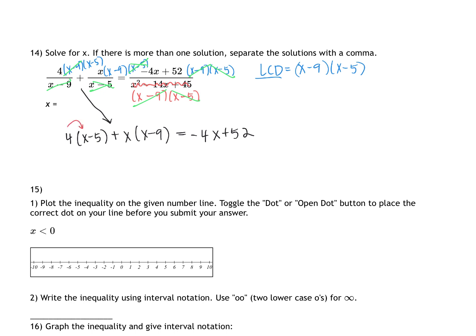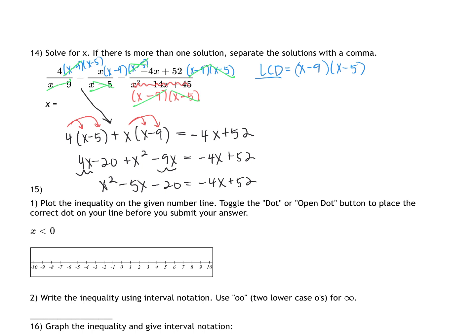And now you can distribute. So you have 4x minus 20 plus x squared minus 9x is equal to negative 4x plus 52. Okay, so now we can rearrange this. So we have x squared minus 5x, combining my like terms, minus 20 is equal to negative 4x plus 52.